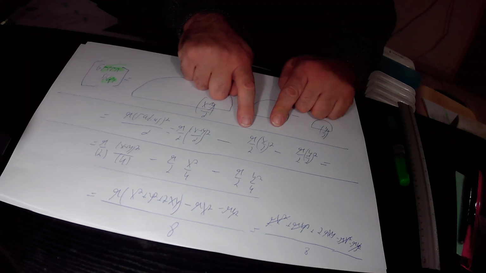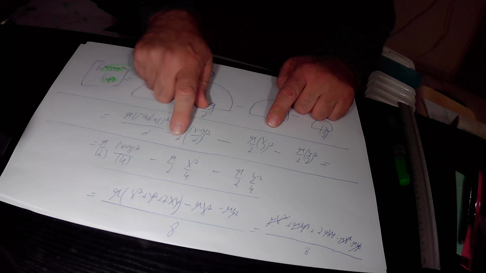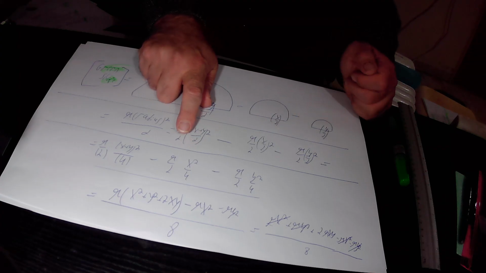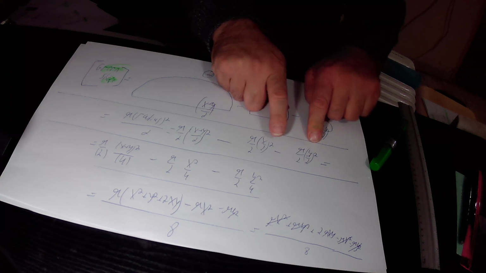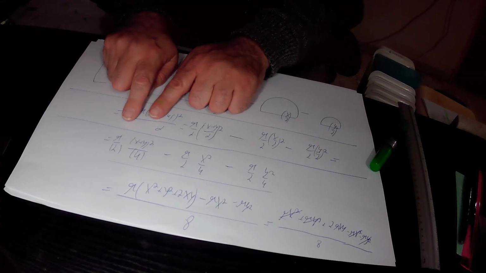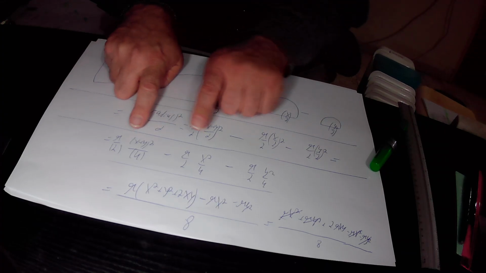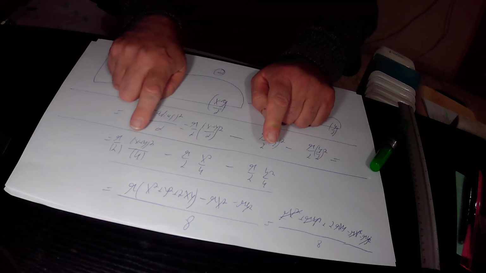And here we have pi over 2 times x over 2 squared. X over 2 squared equals x squared over 4. So in total, the value of this expression equals pi over 2 times x squared over 4. Minus the value of this expression, pi over 2 times y over 2 squared. Y over 2 squared equals y squared over 4. Here 2 times 4 is 8 in each of the three expressions, so we take 8 as the common denominator.